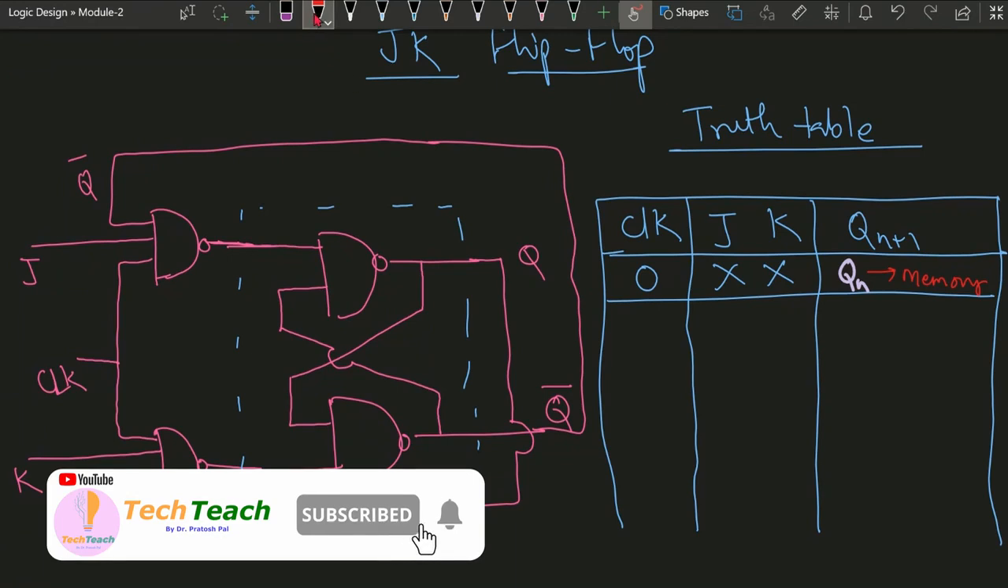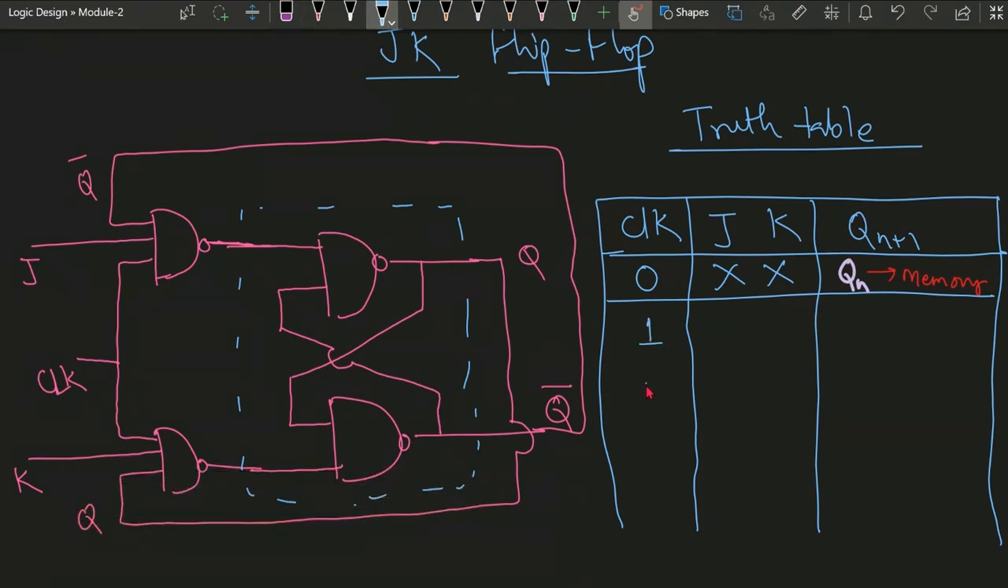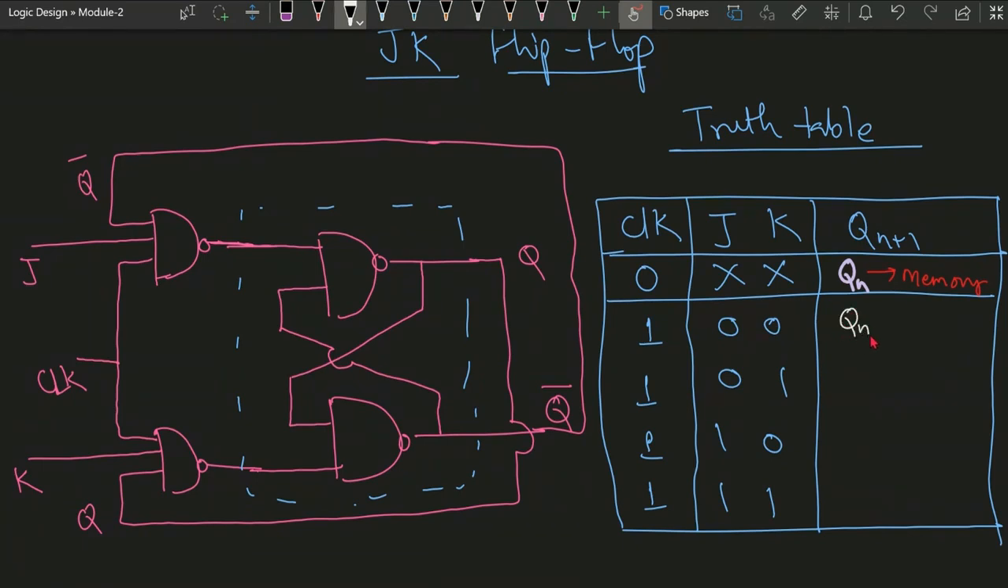Then comes the clock. If the clock is 1, then 4 different combinations are there for J and K: 0 0, 0 1, 1 0, 1 1. For 0 0, the output will be the same as Qn, which indicates the hold state. If it is 0 1, the output will be 0, that is reset, and if it is 1 0, the output is 1, that is set mode.